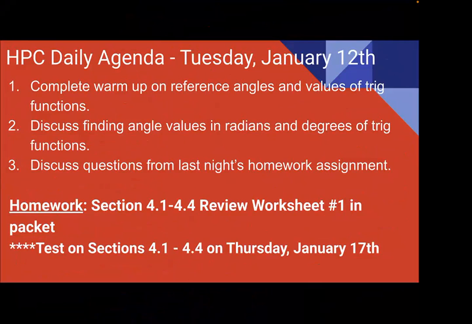We're going to wrap up the first half of the chapter today by finishing our discussion on reference angles, finding angle values in radians and degrees, and we will look at a couple of the homework problems from last night as well. We're going to do those last. So I have a warm-up that we're going to look at with graphing reference angles, and just talking about those reference angles and the values of those angles for the trig functions sine, cosine, and tangent on a unit circle. And then we'll look at a couple of problems where we, again, work on finding the angle value when you're given, like, the cosine is the square root of 2/2, like we did yesterday.